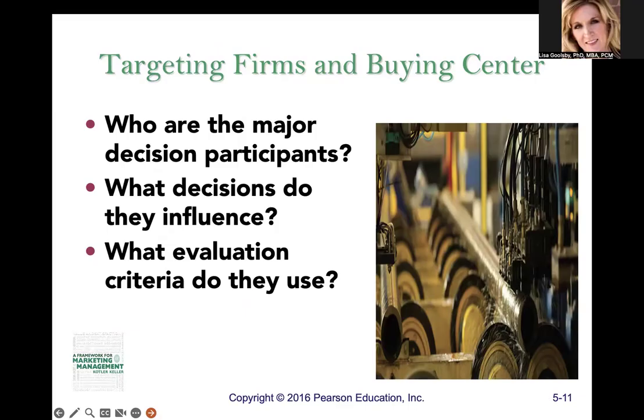Targeting firms and buying centers, oftentimes you want to look at who are those major decision participants, what decisions do they influence, and what evaluation criteria do they use. So if you're a sales rep for a company and you're calling on a manufacturing facility, these are some of the questions that you will need to determine and then figure out how you go about getting into the organization, who you need to talk to, and what you need to do. What are the criteria? That will help you uncover and educate yourself as you prepare how you're going to present your products or services to that organization.